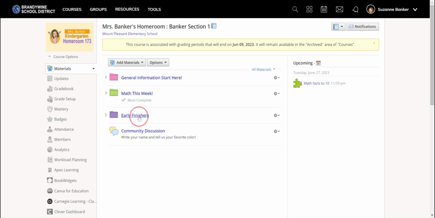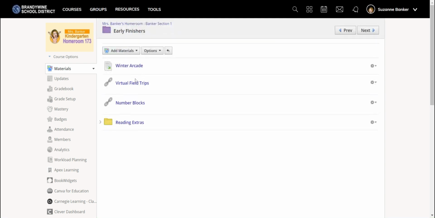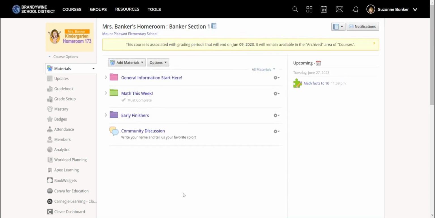And again, there's early finishers. So there is like a little math arcade in here and some things that they can do if they finish early. And that is how they are going to access the course for this week for math.